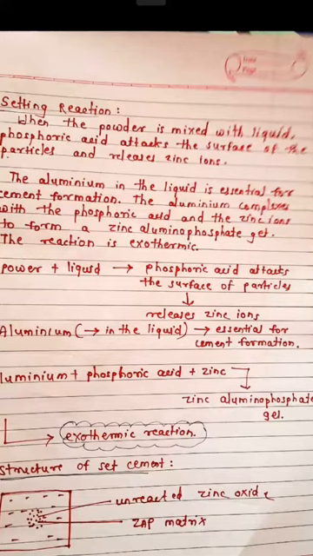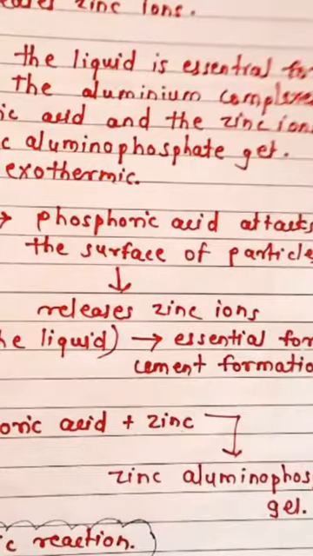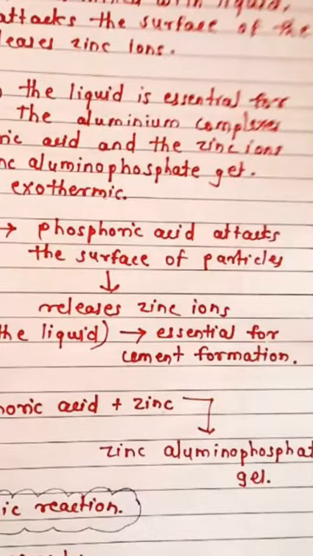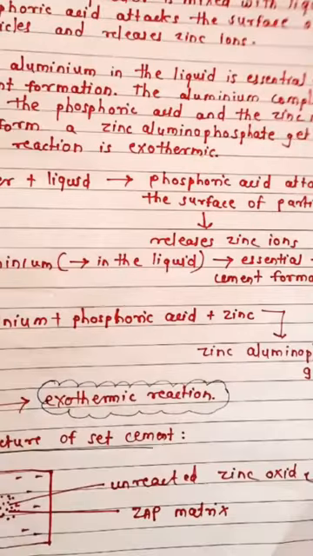Again I will tell you about the setting reaction of zinc phosphate cement. When powder is mixed with the liquid, phosphoric acid attacks the surface of the particles and releases zinc ion. So when powder is mixed with liquid, phosphoric acid from the liquid will attack the surface of the particles, and this will release the zinc ions.